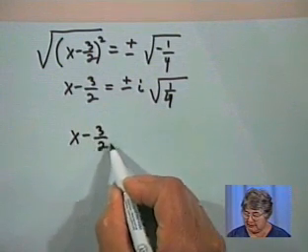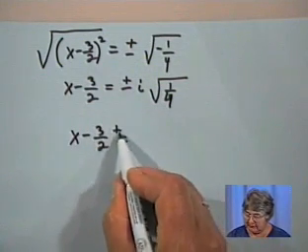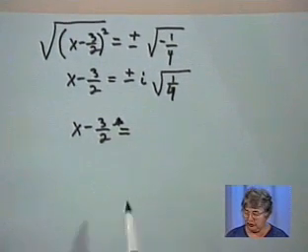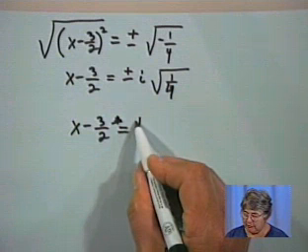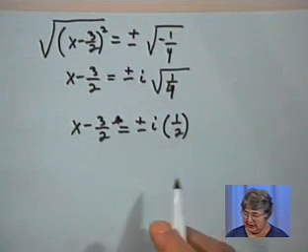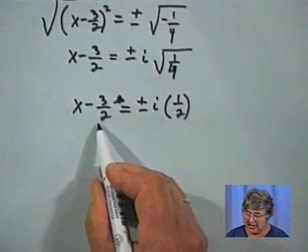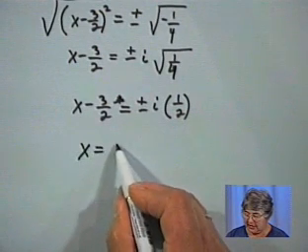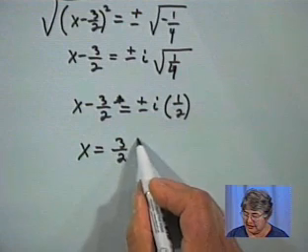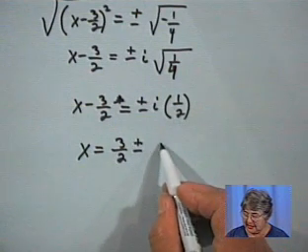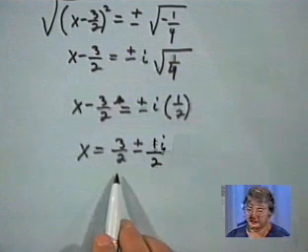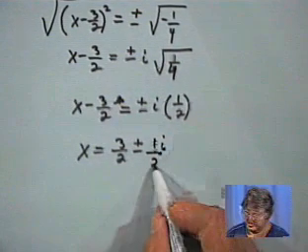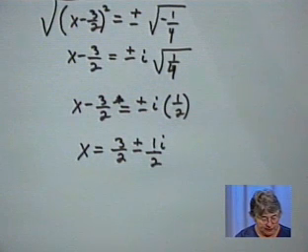Minus 3/2 plus or equals, sorry about that. Let's scratch that plus out and put an equal sign here. X minus 3/2 equals plus or minus i. Add a plus 3/2 to each side, so we have x equals 3/2 plus or minus, let's write this as an i over 2, or 1/2 times i. It's in the form of a plus bi once again. Okay? Method of completing the square.